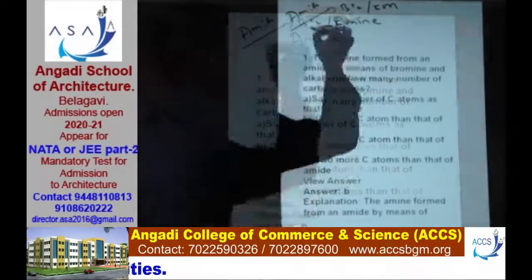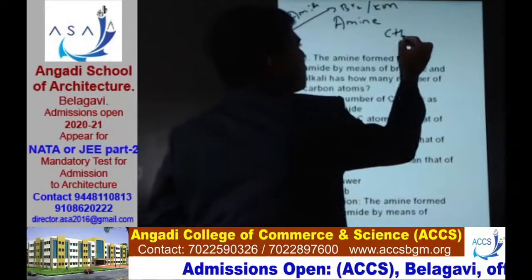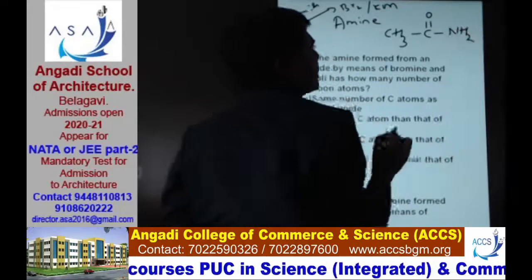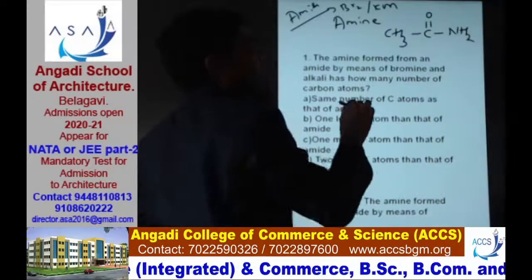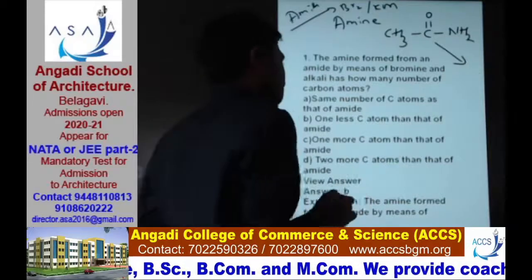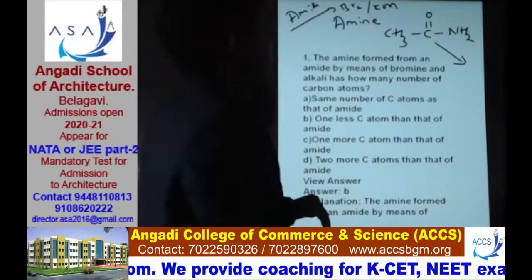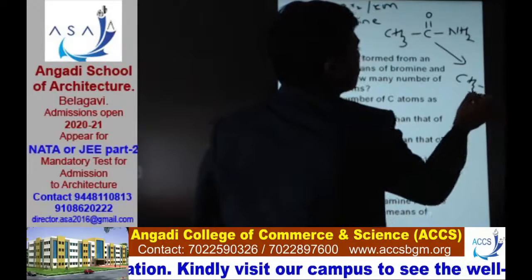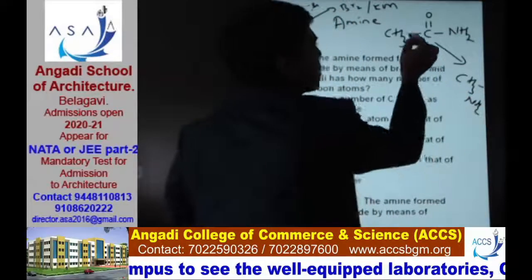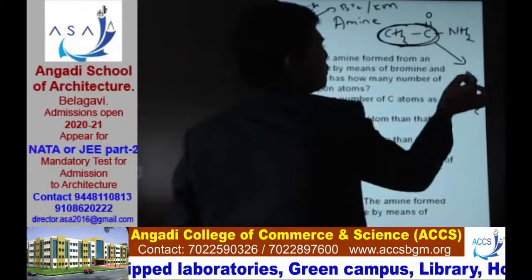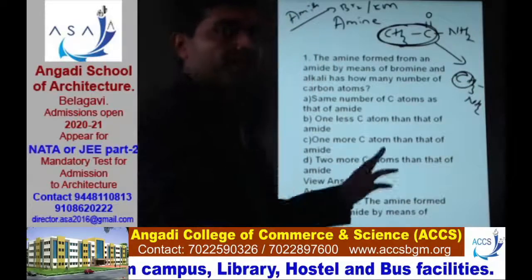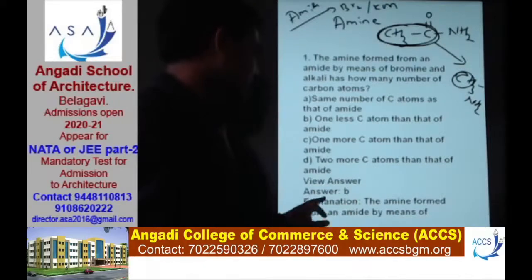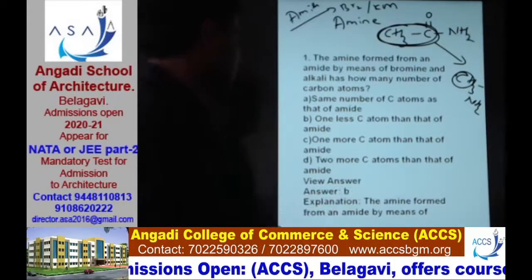Okay, first see, if I take the amide, what will be the formula? CH3 C double bond O NH2. And when you react with this one, it forms the compound CH3NH2. When you count the carbon, what happens here? It is 2. Here it is only 1. Means it becomes less. Therefore, one less carbon atom than that of the amide. Hence the answer is B. That is the question. Okay.